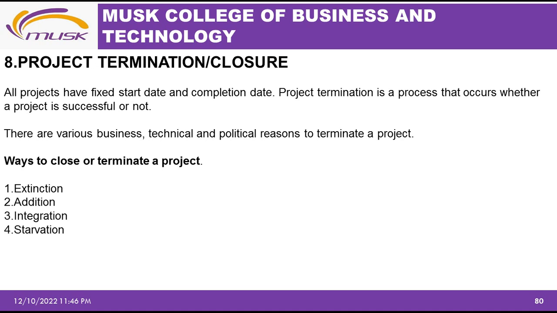And we are saying all projects have a fixed start date and completion date. Project termination is a process that occurs whether a project is successful or not. So at some point we definitely have to terminate, and there are various business, technical and political reasons that lead us to terminate a project. So we have ways to close or terminate the project. We have extinction, addition, integration, and starvation.